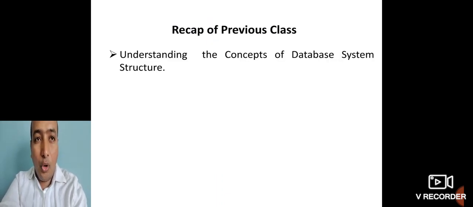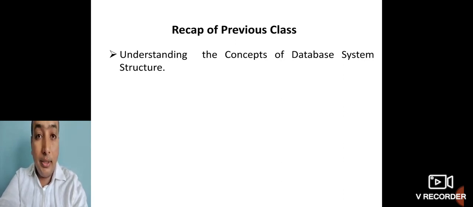Now, before going on to today's topic, let us have a short recap of our previous session. Students, I think you all remember in our previous session number 8, we learnt about the structure or the environment of our database system. In that, we learned different things. To mention some of the keywords, we learnt about how the different users are going to work in our database environment.